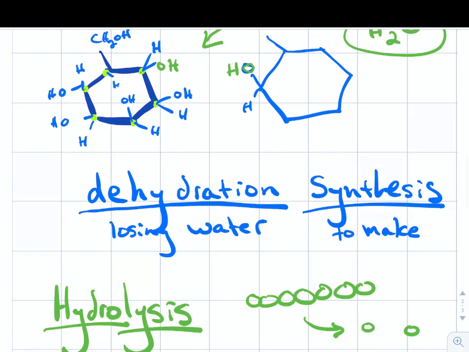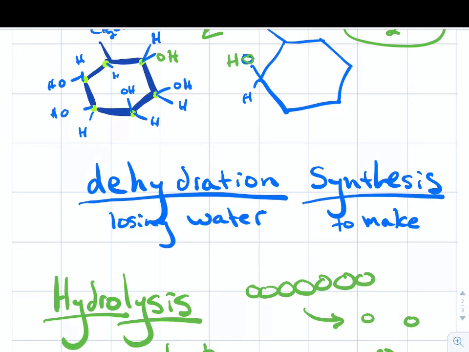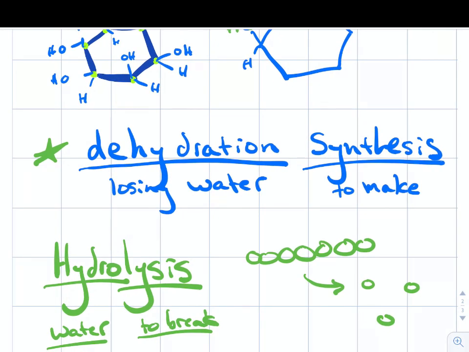And these are our two processes. This one is for making larger polymers from monomers: dehydration synthesis. Focus on that word, synthesis. And this process here, hydrolysis, is for breaking a polymer into smaller monomers.